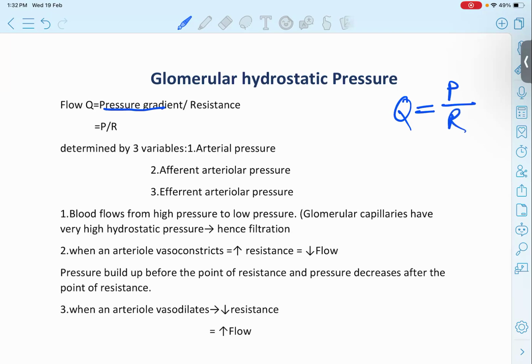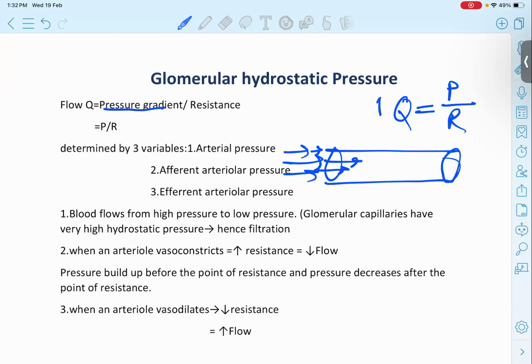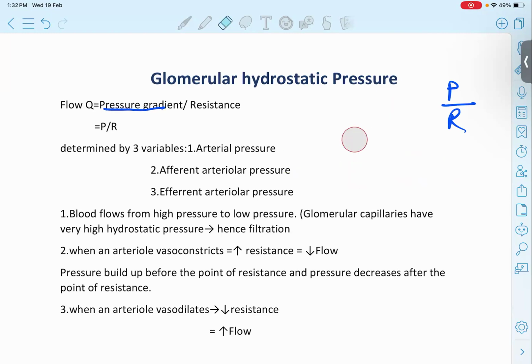That means this is a tube. If I am passing some high pressure fluid over this tube, the flow will be higher. But if there is some resistance or some obstruction, the flow will be less. That is basic physics knowledge. So flow equals pressure gradient divided by resistance.